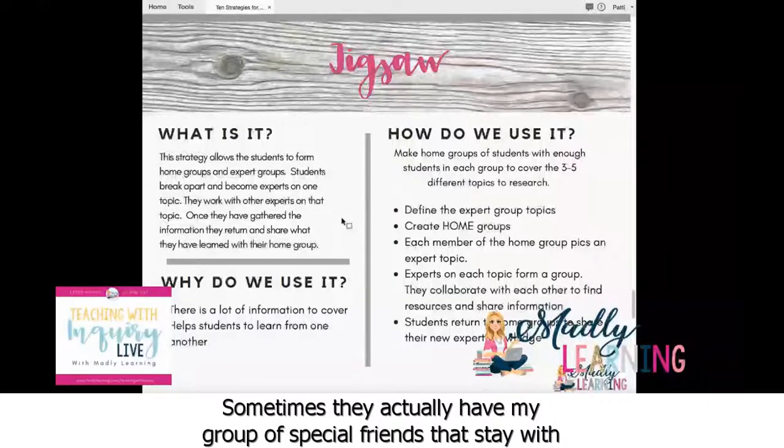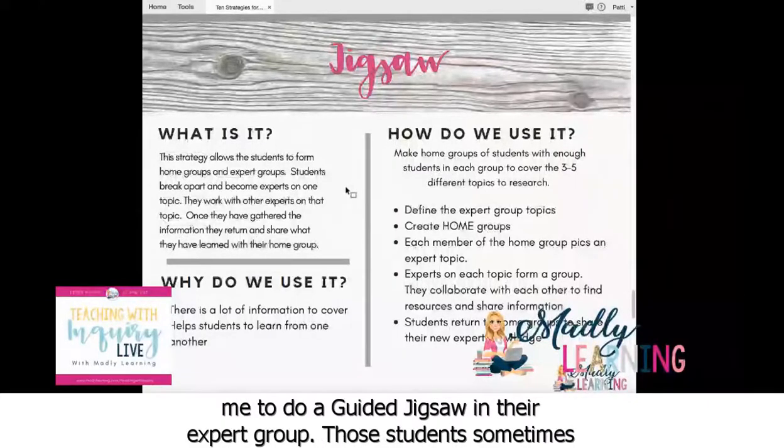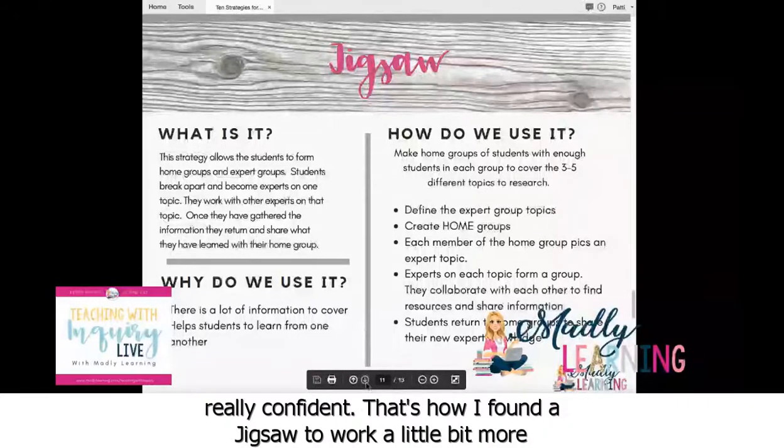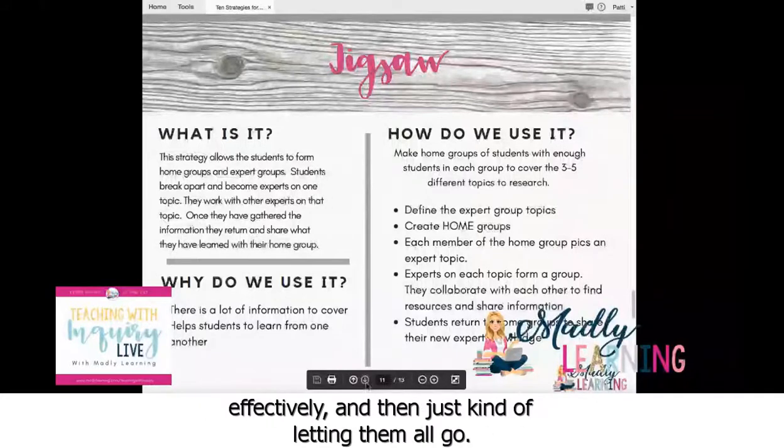And sometimes they actually have my group of special friends that stay with me to do a guided Jigsaw in their expert group. Those students sometimes have a lot to say because they've had a bit more support. So that makes them feel really confident. So that's how I found a Jigsaw to work a little bit more effectively, and then just kind of letting them all go.